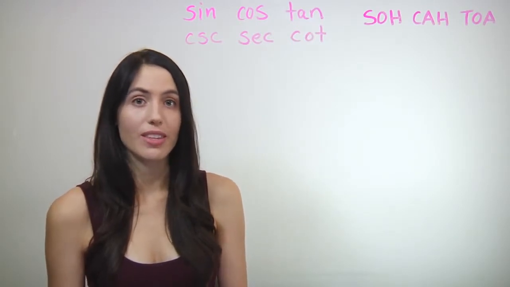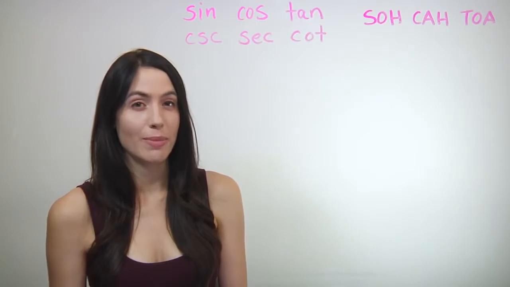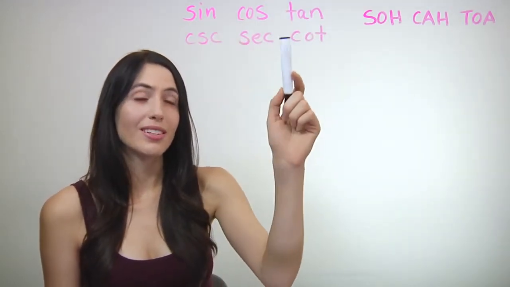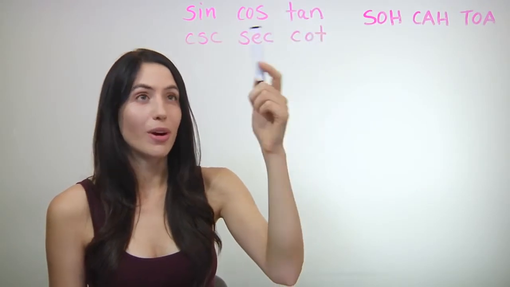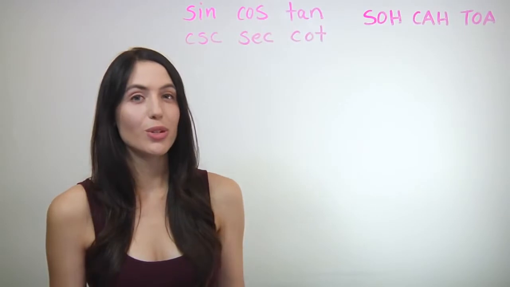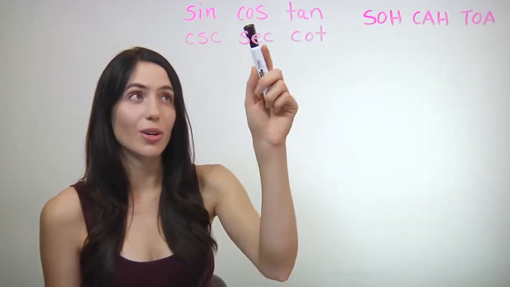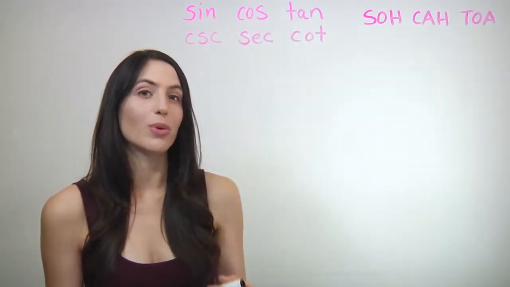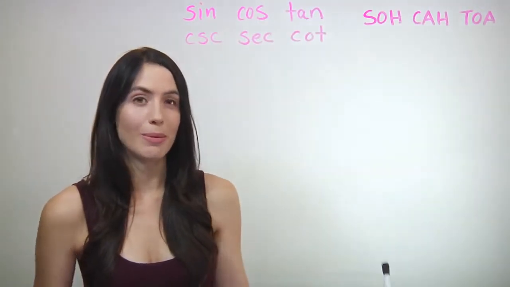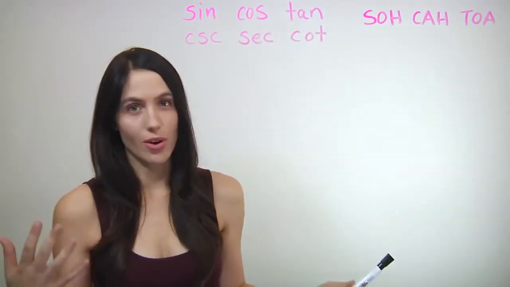I'm going to show you how to use the basic trig functions and how to find the values of the 6 basic trigonometric functions. So that is sine, cosine, tangent, and their partners, cosecant, secant, and cotangent. First we're going to look at just sine, cosine, and tangent, and we're going to use the memory trick SOHCAHTOA, which a lot of people say quickly as SOHCAHTOA.